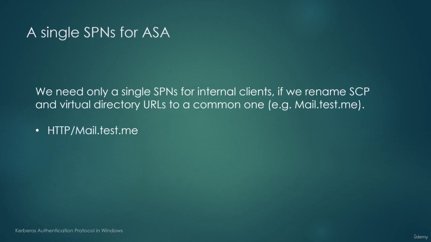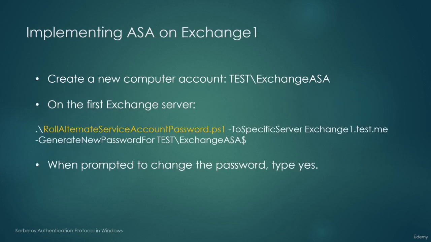If we rename the service connection point, that is AutoDiscover, and virtual directory URLs to something like mail.test.me, in order to facilitate Exchange CAS arrays and use of a load balancer, we need only a single SPN for the internal clients. In this case, we will use http/mail.test.me. We need to create a new computer account in Active Directory, for example, Exchange ASA.